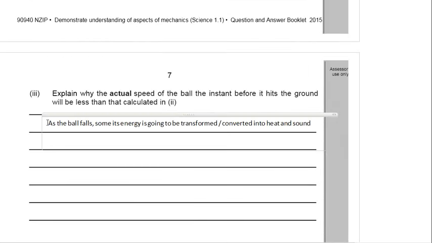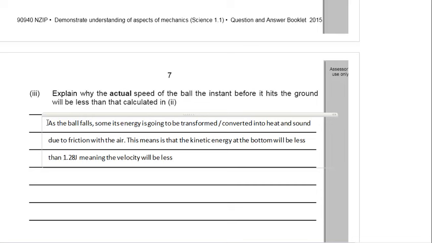So as the ball falls, some of the energy is going to be transferred, converted, whatever terminology you want to use, into heat and sound due to friction with the air. So what that means is that the kinetic energy at the bottom will be less than the 1.28 joules calculated above, meaning that the velocity will be less than the 6.3 meters per second calculated.